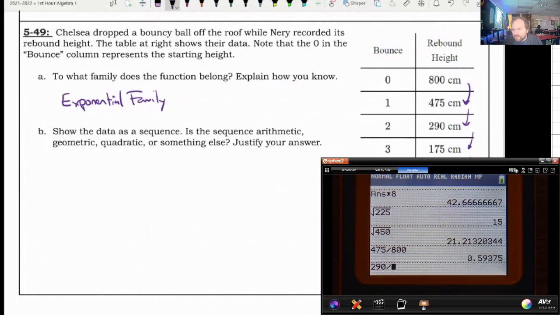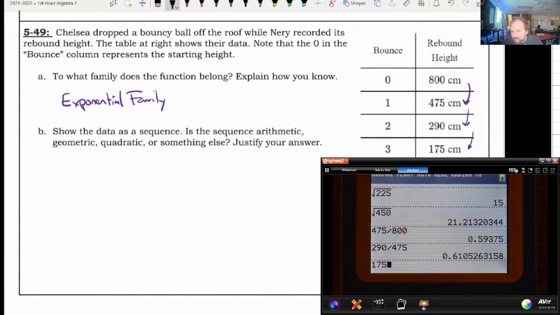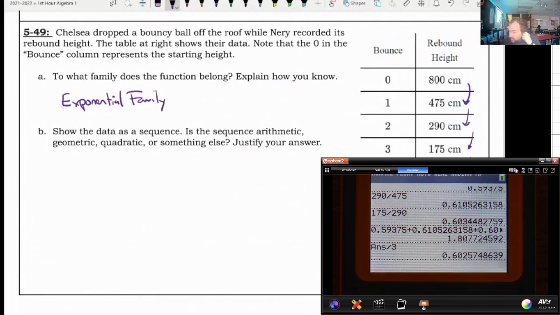290 divided by 475 is that number. 175 divided by 290 is that number. And if I average those numbers together, this is a lot of work for a homework problem, but I'm just doing what we did in class last week. It looks like the rebound ratio is like 0.6 or so. So I'm just making a note here that the rebound ratio appears to be about 0.6 on average.